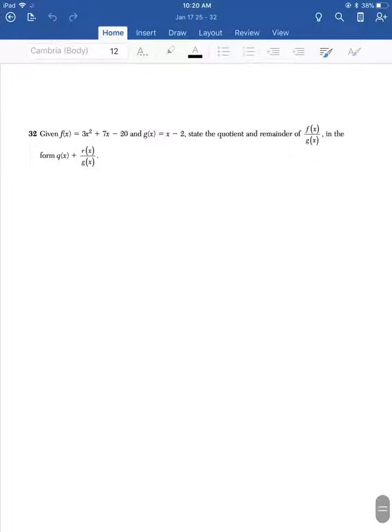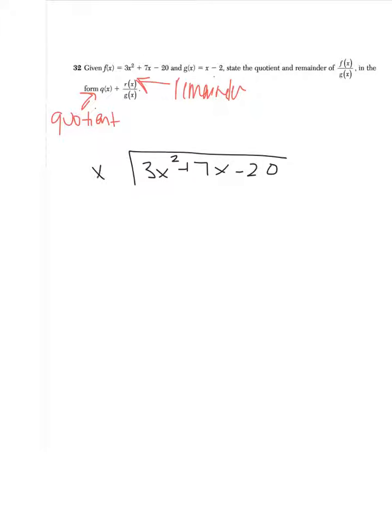So this last question of this section deals with long division, which we've been doing for the past few months now. So given f of x and g of x, state the quotient and remainder of f divided by g in the form q of x, which is your quotient, so what you get on top, plus the remainder divided by the divisor. So it's basically what we've been doing all along in class. When I rewrite this, we have 3x squared plus 7x minus 20 divided by x minus 2.